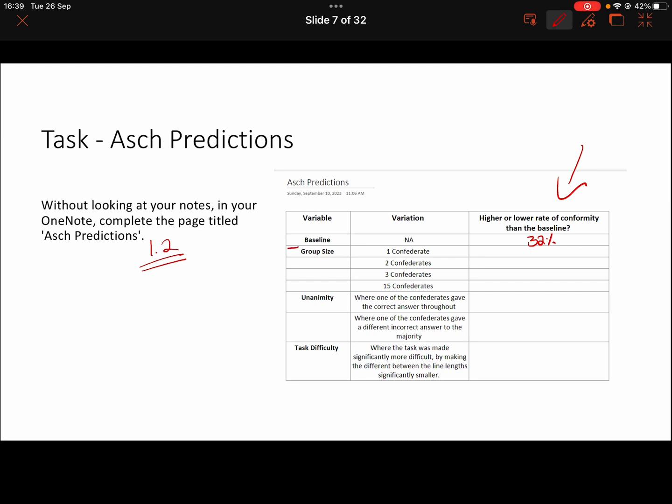whether in these variations the conformity would be higher than 32% or lower than 32%. And then I would like you to give a specific percentage guess, your best guess of whether you think conformity would increase or decrease. So for example, when there was one confederate, remember that in Asch's baseline there were 7 to 9 confederates. But when there's only one confederate, I think that the rate of conformity is going to be lower, and I think it's going to be 15%, for example. So I'd like you to complete that for the rest of the table. Pause the video, do that, and once you're done, come back.